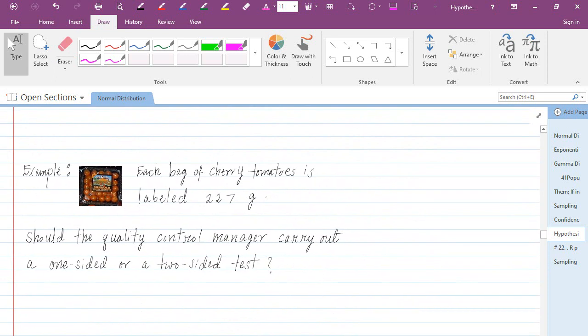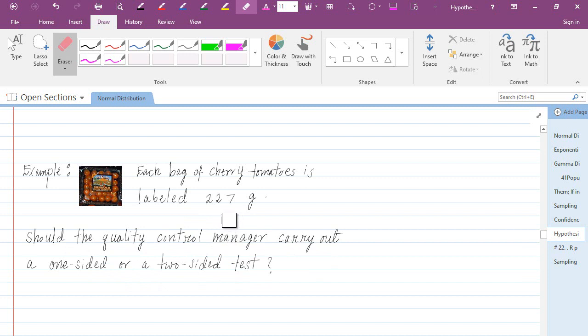And here is another example. Let's say that we have bags of tomatoes, and each bag of tomatoes is labeled 227 grams. So this is the mean weight of all these bags. Should the quality control manager carry out a one-sided or a two-sided test here? Well, in this case, it depends on who's doing the test.